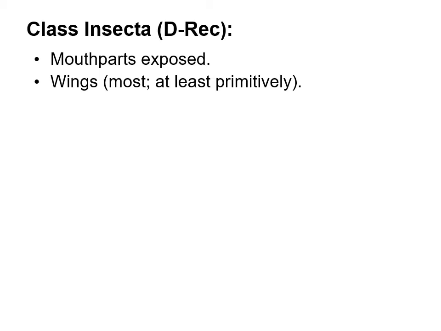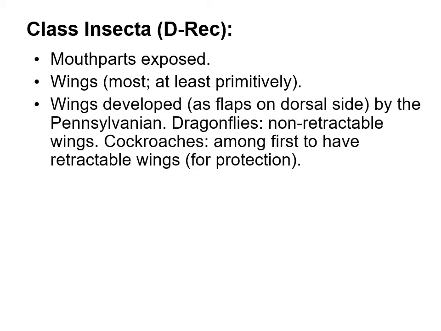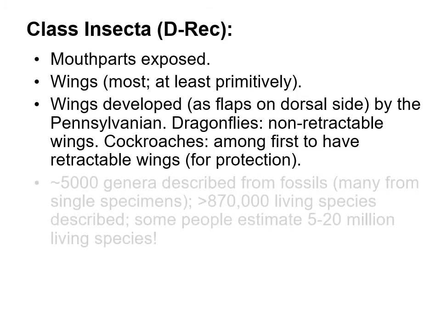Many of these have wings, at least primitively. Sometimes it's sexual dimorphism, and sometimes it's just part of the hierarchy of the colony, but most insects have wings. And wings actually developed as flaps on the dorsal side in the Pennsylvanian. Dragonflies are one of the more primitive flying insects, and they actually have non-retractable wings. Cockroaches are actually the first that have retractable wings for protection. So when a cockroach or beetle flies, they lift up these plates off of their exoskeleton, and the membranous wings are underneath, and that's what they extend out.